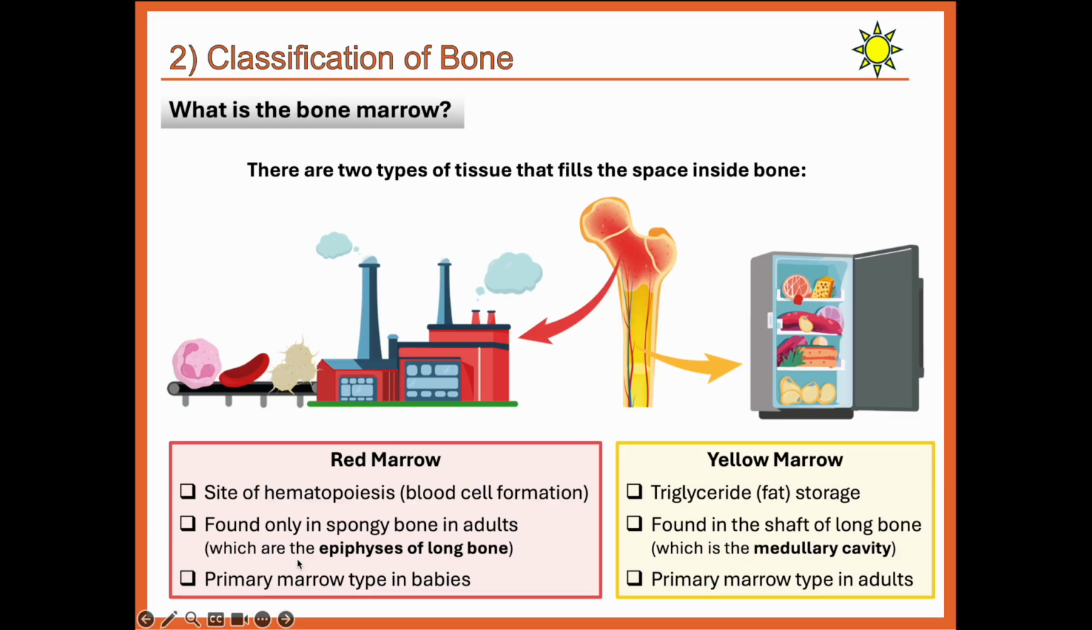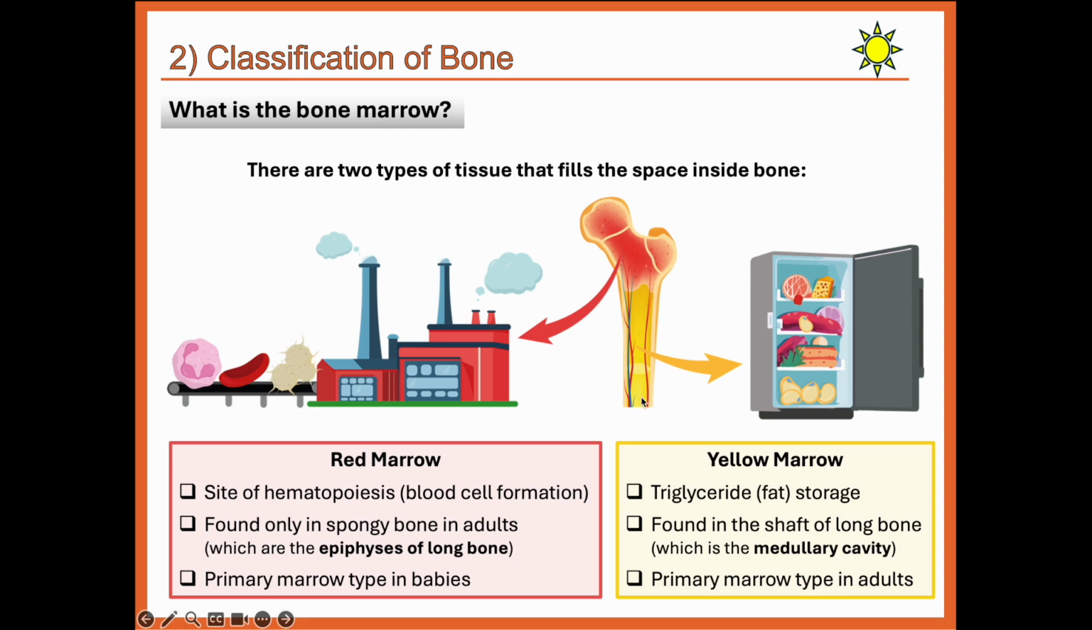In babies, actually, you don't need to know this for the test, but the primary marrow type in babies is red bone marrow. So all bones in babies are oftentimes red bone marrow. But in adulthood, we have it just at the epiphysis, okay? So it's only at the tops.